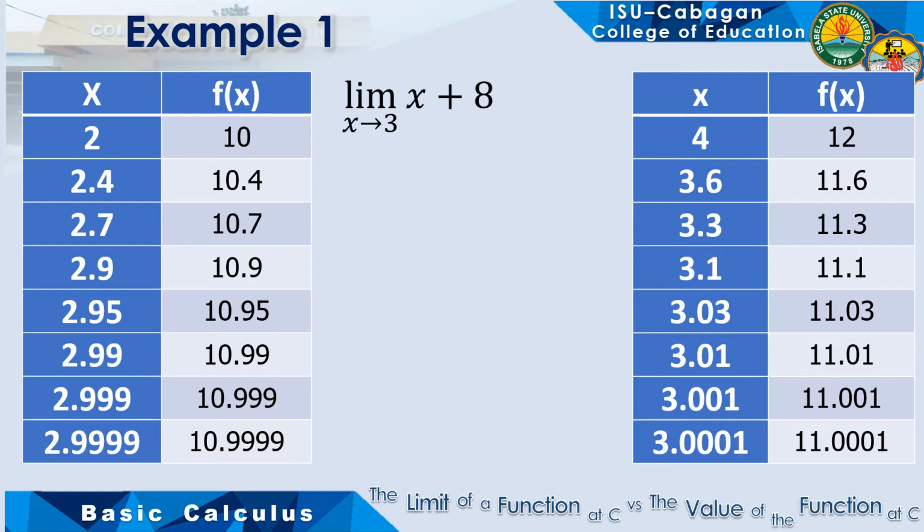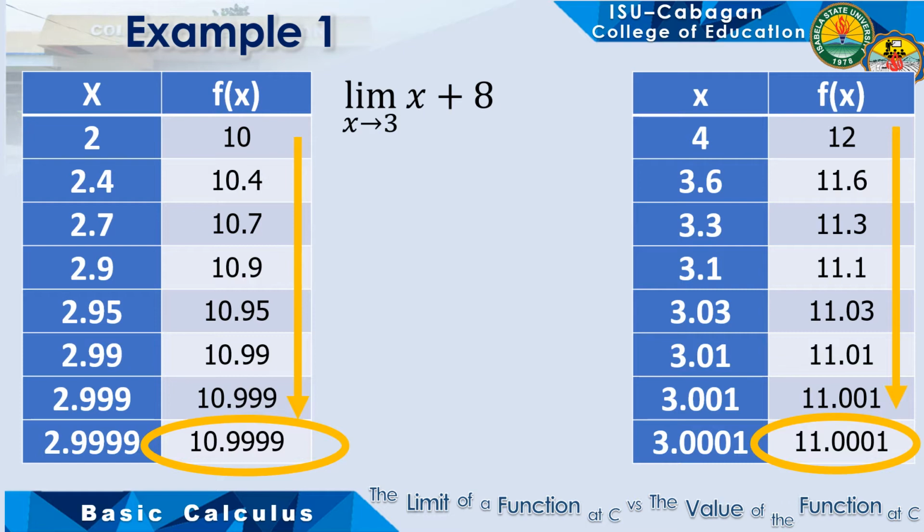We are going to find the limit of the function x plus 8 as x approaches 3. From the tables of values, we can notice that from the left side of 3, as x approaches 3, f of x approaches 11. And from the right side of 3, f of x approaches 11. So therefore, the limit of x plus 8 as x approaches 3 equals 11.